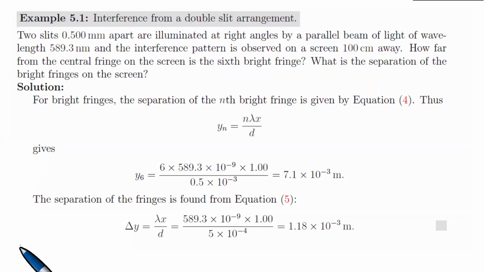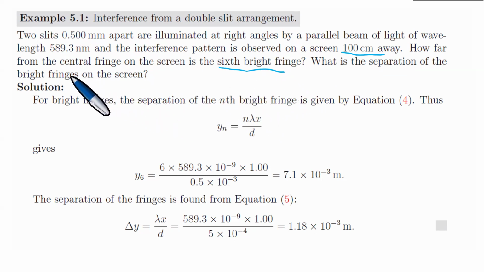So we have the following. Example 5.1, interference from a double slit arrangement. Two slits, 0.5 millimeters apart, are illuminated at right angles by a parallel beam of light of wavelength 589.3 nanometers, and the interference pattern is observed on a screen that is a distance of 100 centimeters away. How far from the central fringe on the screen is the sixth bright fringe?